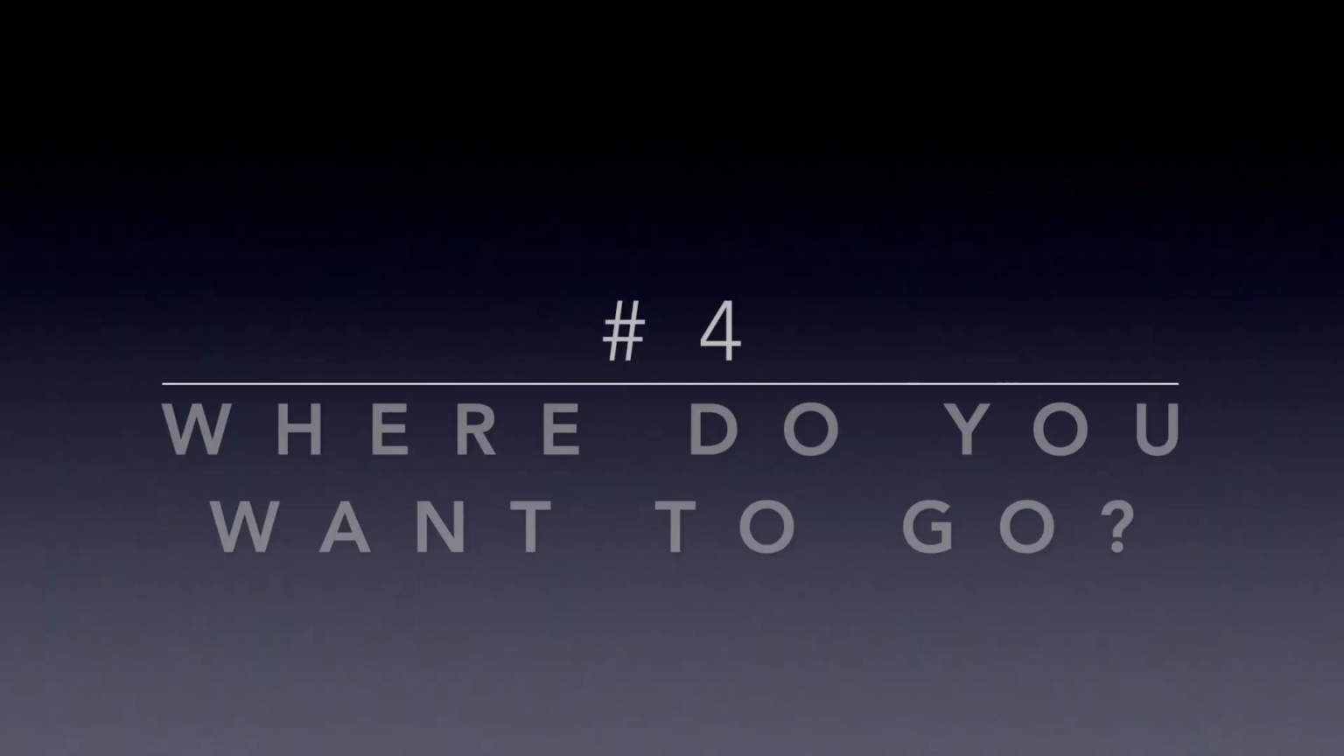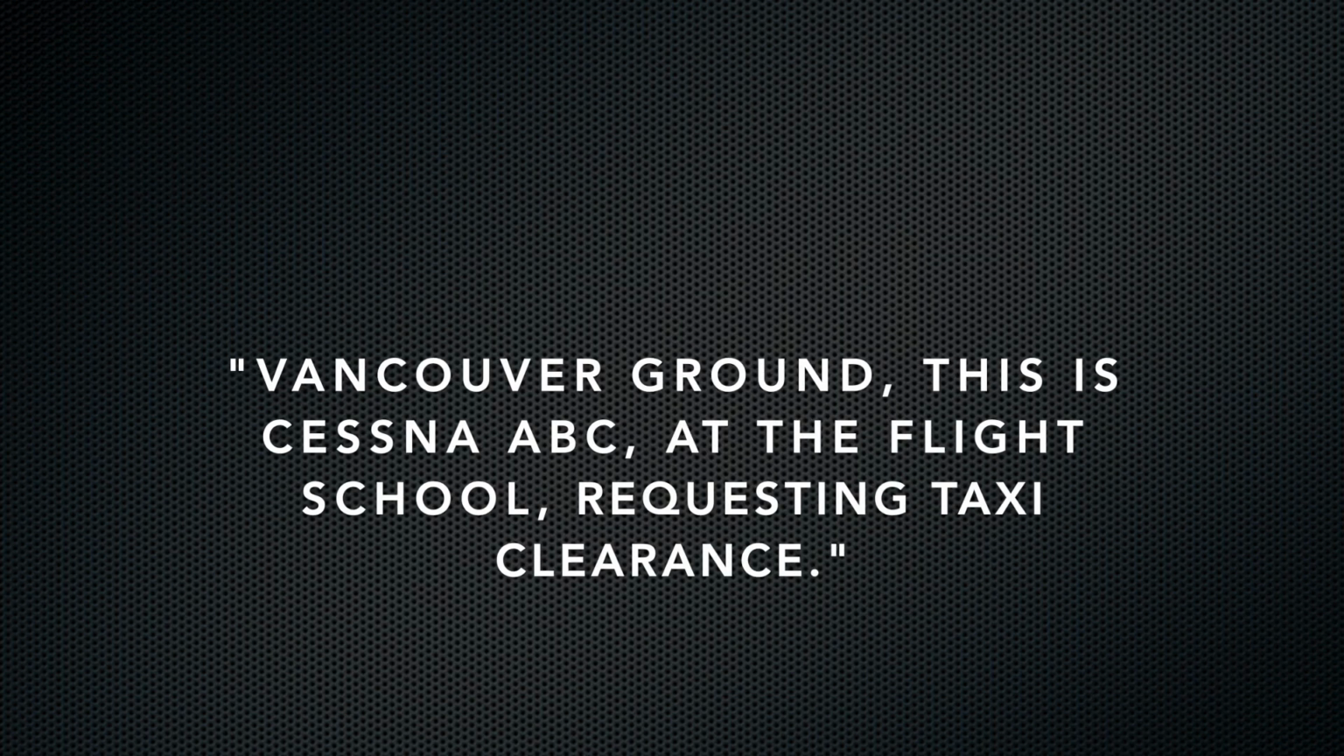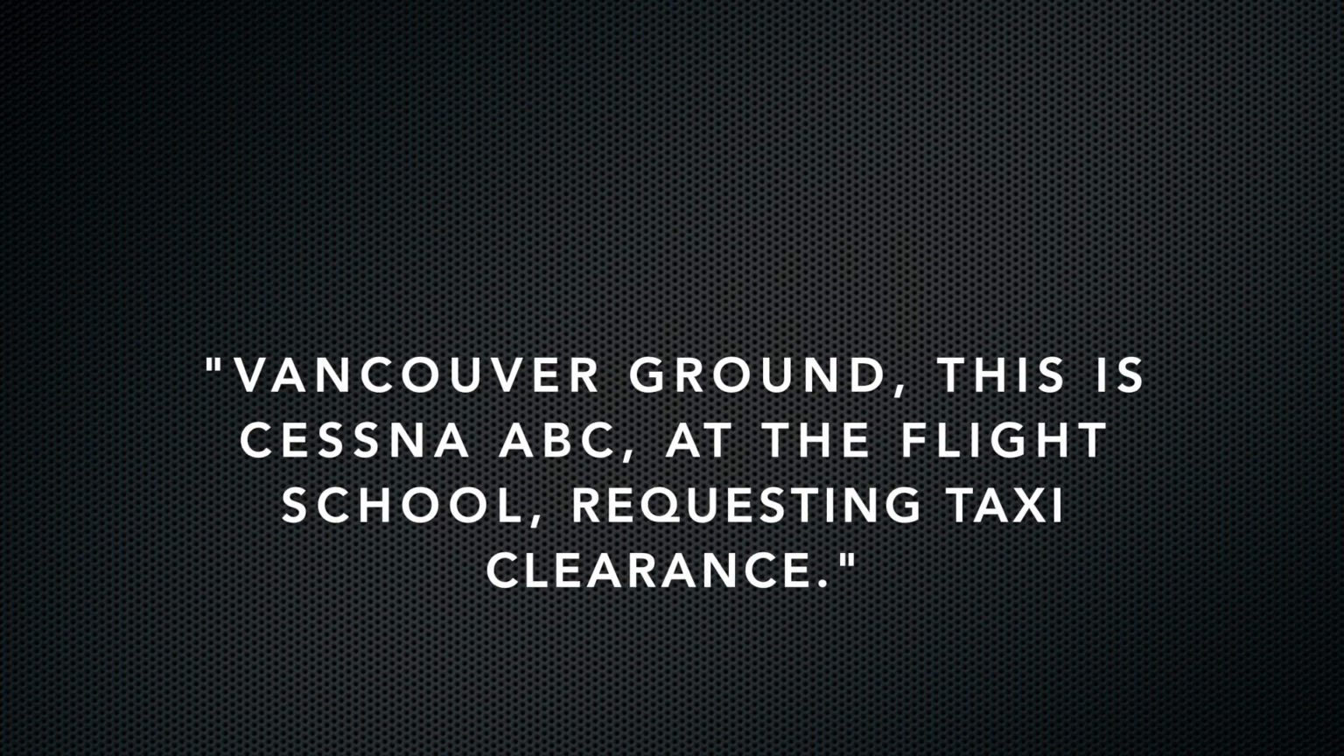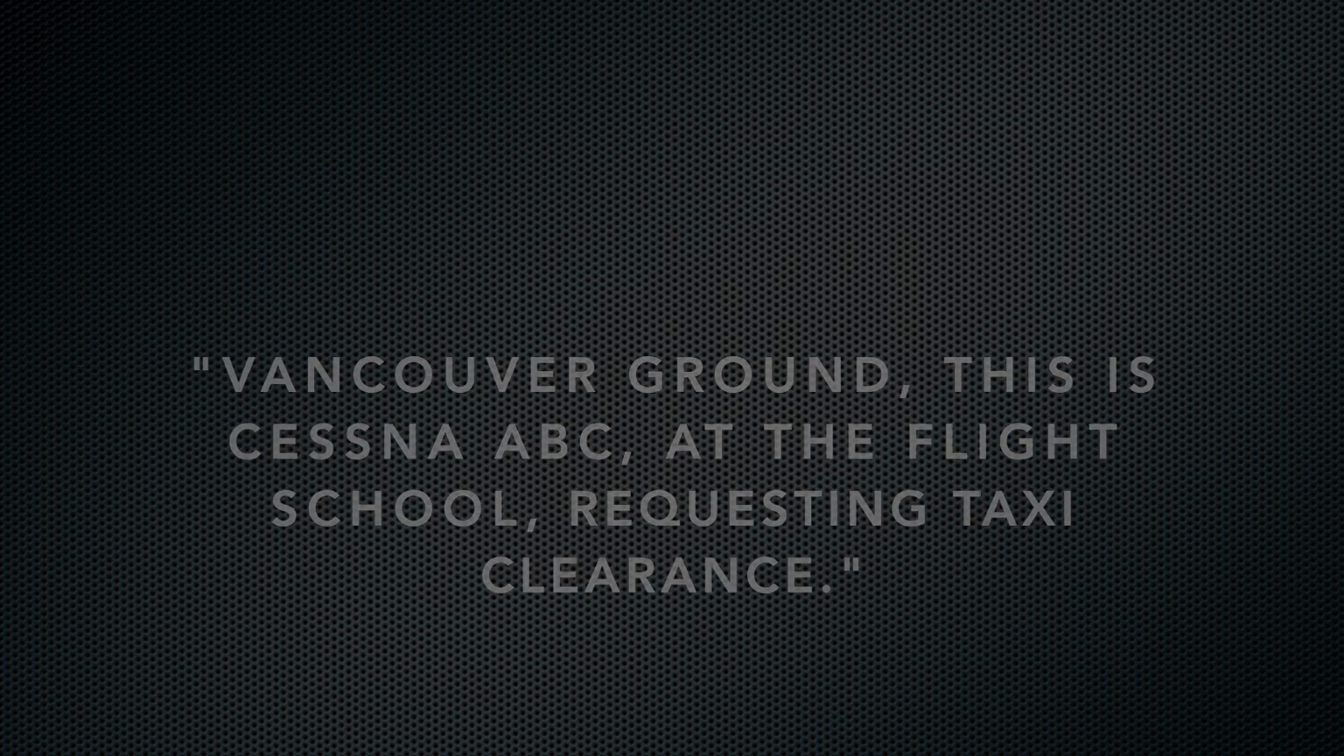The last question, where do you want to go? I'm presuming you want to taxi for takeoff. So you're going to tell them that you are requesting before you ask for anything. So you say requesting clearance for taxi for takeoff. Before landing, you say requesting landing clearance. So let's piece it all together. You're going to say Vancouver Ground, this is Cessna Alpha Bravo Charlie, located at the flight school. You're requesting taxi clearance for takeoff. Now the controller is actually going to plot out a route for you and give it to you.